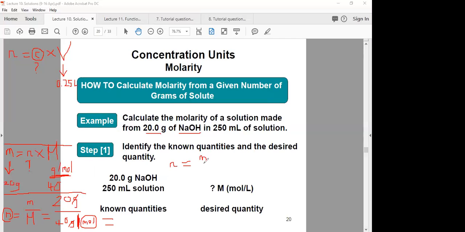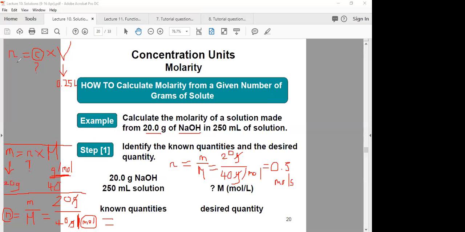Okay. Number of moles equals mass divided by molar mass equals 20 grams divided by 40 grams per mole. And we cancel out the like units. So we've got grams, grams, and what answer did you get? 0.5 moles. Correct. All right, so now we know how many moles we have.